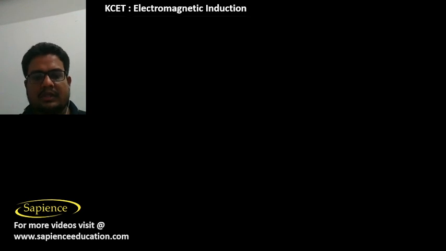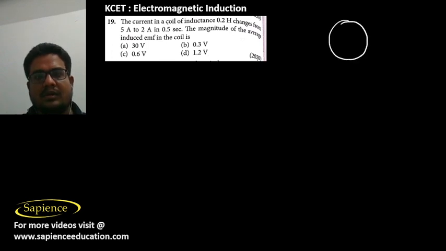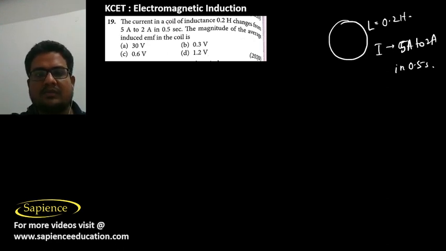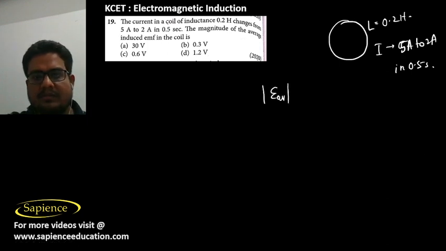In question number 19, it is told: the current in a coil having inductance L, which is 0.2 henry, changes from 5 ampere to 2 ampere in a time interval of 0.5 seconds. The magnitude of the average induced EMF would be equal to magnitude of delta phi B by delta t.